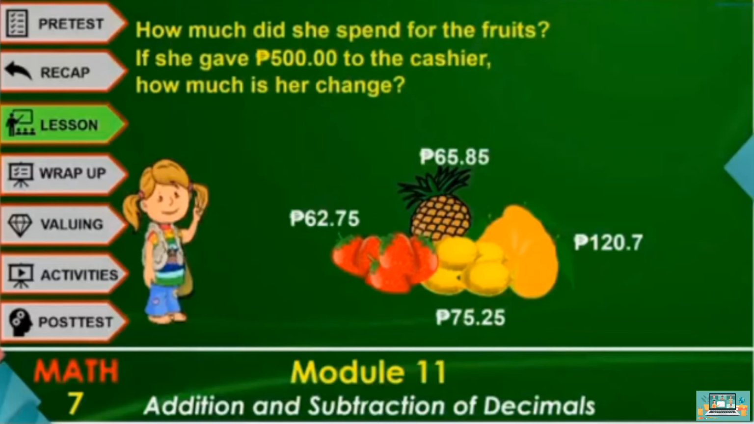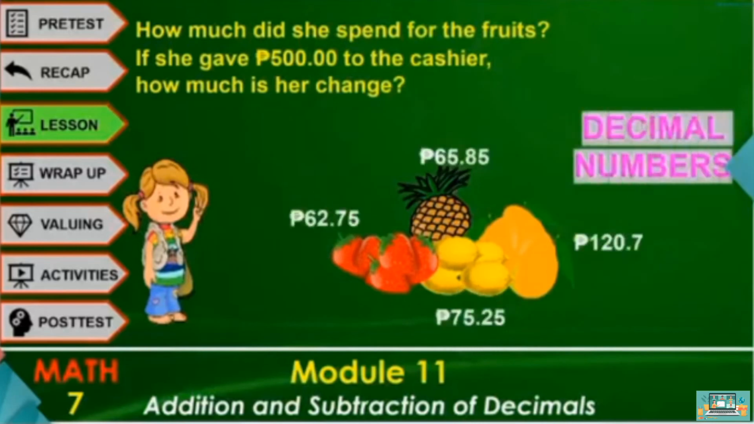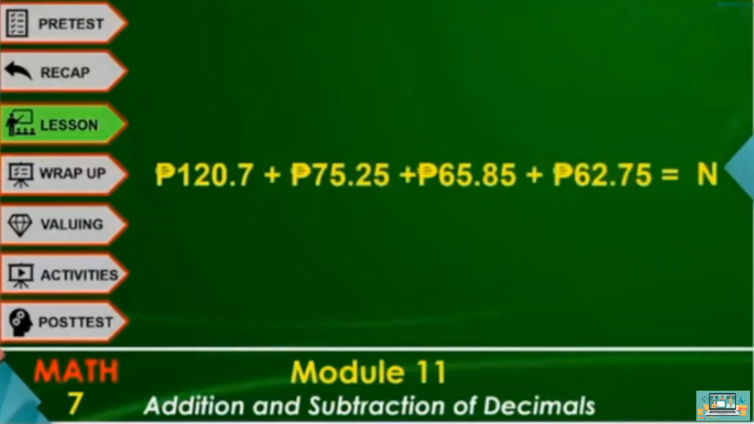In this problem, the costs of the fruits are examples of decimal numbers. So let's answer the first question. To solve this problem, we have the number sentence 120 pesos and 70 centavos plus 75 pesos and 25 centavos plus 65 pesos and 85 centavos plus 62 pesos and 75 centavos is equal to n, where n is the total amount of the fruits Mrs. Santos bought. To solve for the value of n, follow the steps in adding decimal numbers.